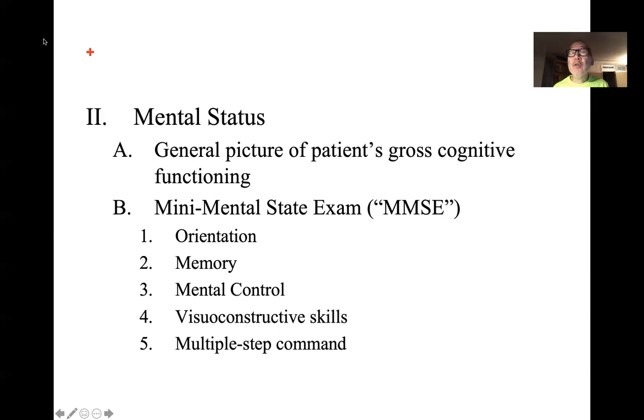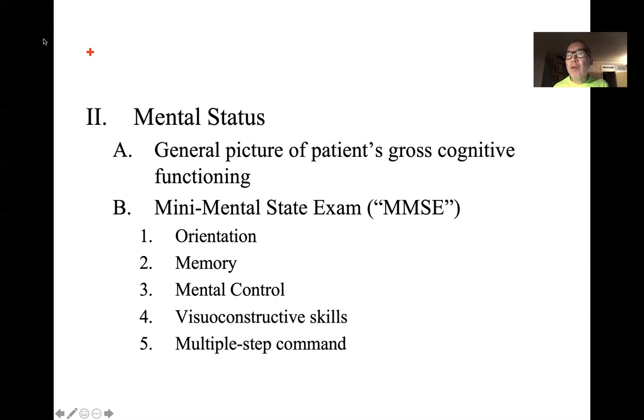Orientation to place, like with time, is an appreciation of where you're located: country, state, city, and particular setting, like university, hospital, or what have you. And finally, orientation to person relates to your appreciation of who you are. Can you identify yourself? As a general matter, orientation to time, place, and person is also referred to as orientation times 3. If you see that in a medical chart or a psychiatric chart, that's what it's referring to.